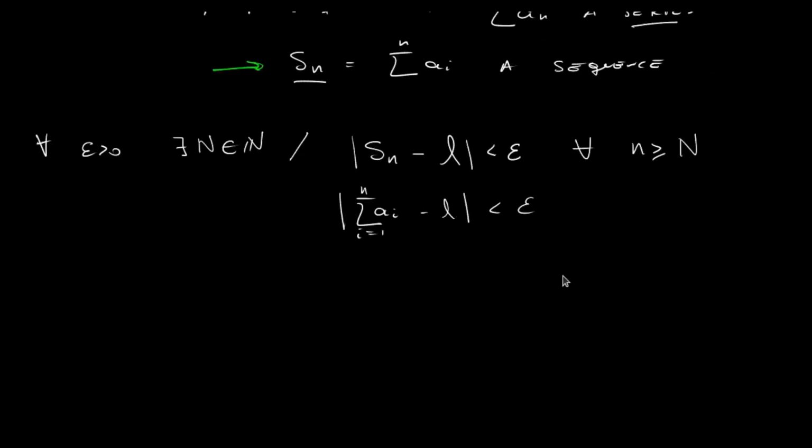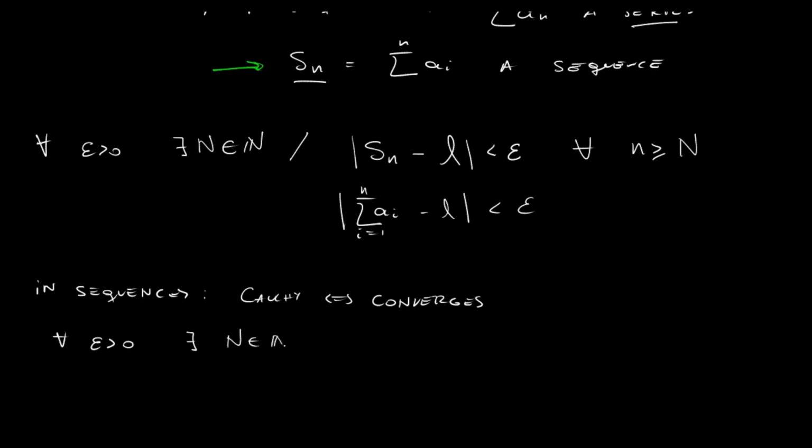And as I said, we know things about sequences. We know that a sequence is Cauchy if and only if it converges. And what does Cauchy mean? Well, that for every epsilon greater than 0, there exists a natural number N such that S of n minus S of m is smaller than epsilon for every n and m greater than or equal to N.